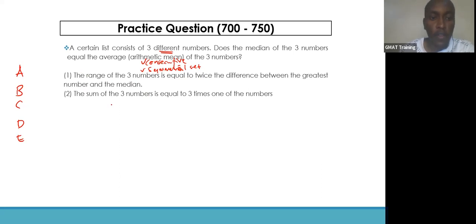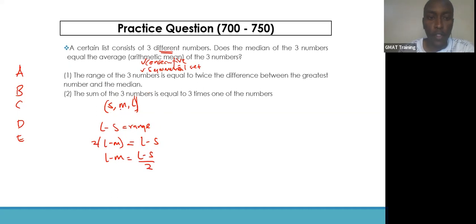So we can have the smallest value as S, the middle digit as M, or the median, then you have the largest value as L. Is this set S, M, and L consecutive, or is it symmetrical? So the range of the three numbers, that should be L minus S, is equal to twice the difference between the greatest number and the middle number. So what does it mean? L minus M equals L minus S divided by 2.